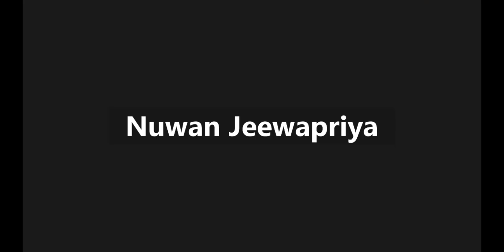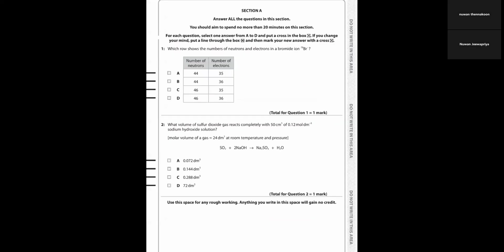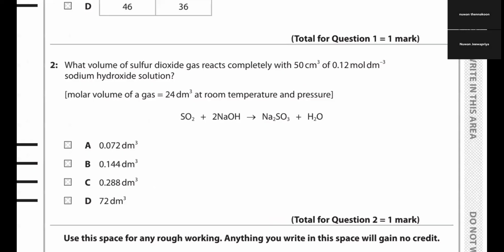Right. Now let me show the second question. See, the second question is: what volume of sulfur dioxide gas reacts completely with 50 cm³ of 0.12 moles per cubic decimeter sodium hydroxide solution? And the equation is given. You see that the mole ratio between sulfur dioxide and sodium hydroxide is 1:2. Now we go to this question, and see how we get the answer.